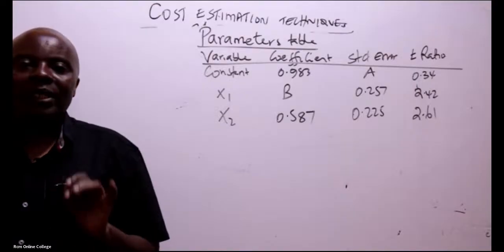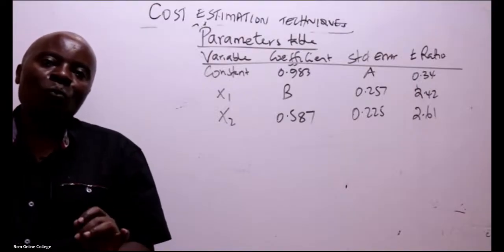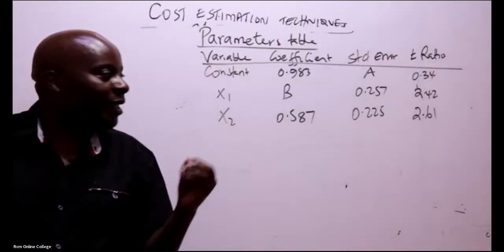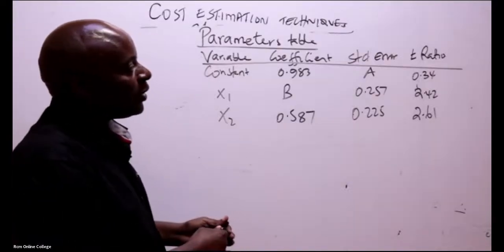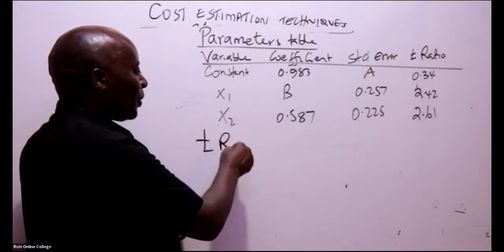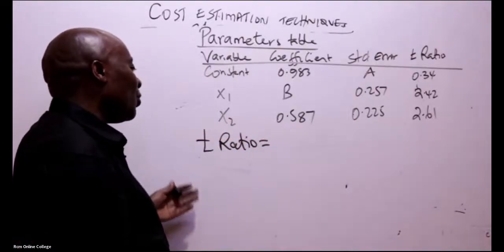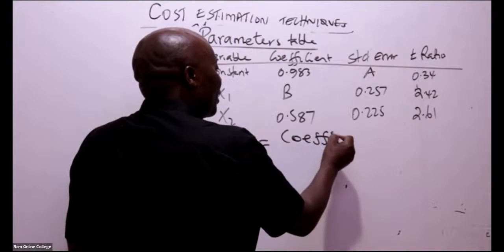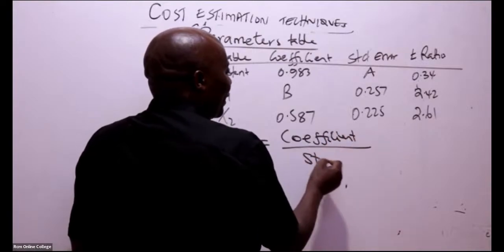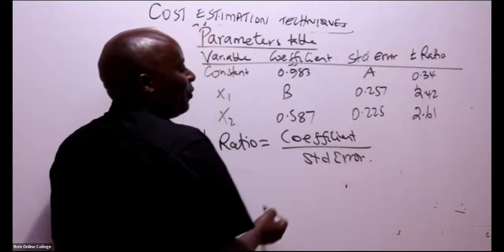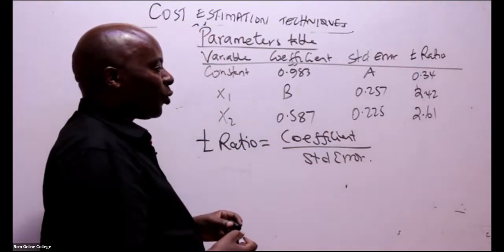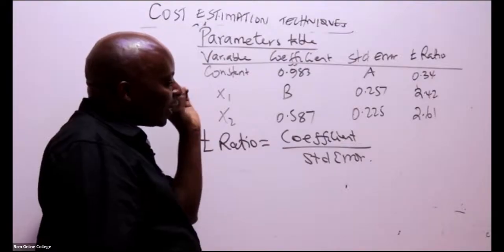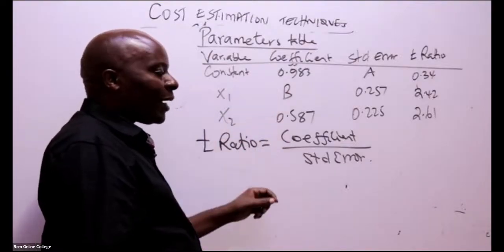So the first thing they want us to do is to give them the missing values. Like last semester, they told us to tell them what is A. Here, the most important thing is for you to remember the formula for getting this T ratio. To get the T ratio, we take the coefficient given all over the standard error. Very, very important for us to know this. Anytime they want us to get the T ratio of any of these variables, we take the coefficient given and divide that by the standard error.